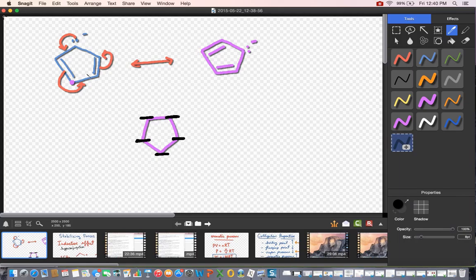6 pi electrons. Here's 1, here's 2, here's 3. Now remember, these are degenerate in energy. I have to put 1 in each one to satisfy Hund's rule. Here's 5, and here's 6. This is the highest occupied molecular orbital. Yet another use for the term HOMO. Highest occupied molecular orbital, lowest unoccupied molecular orbital.